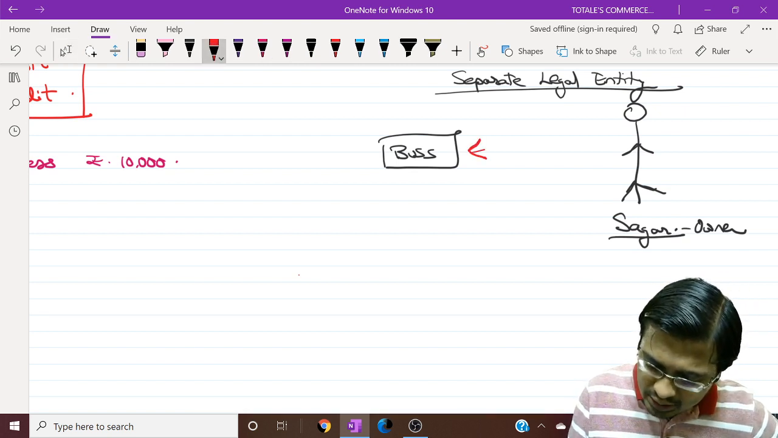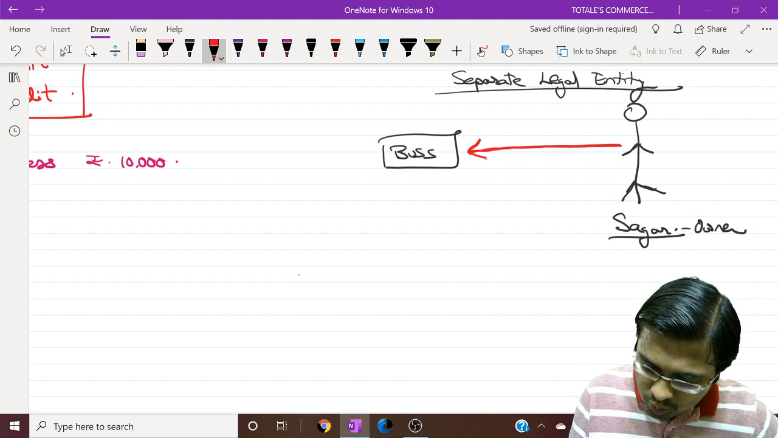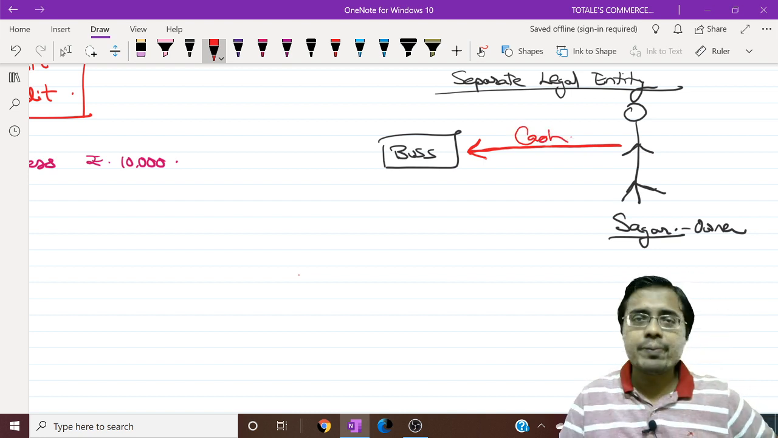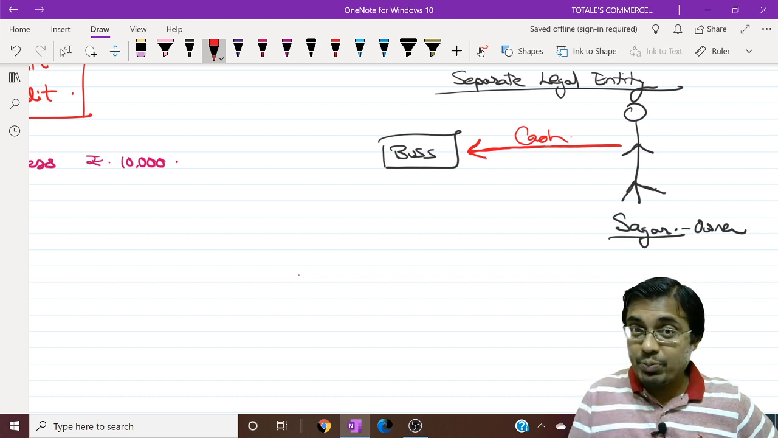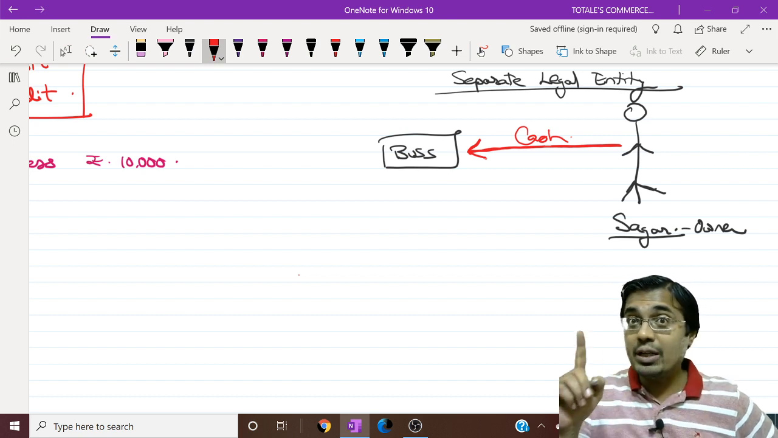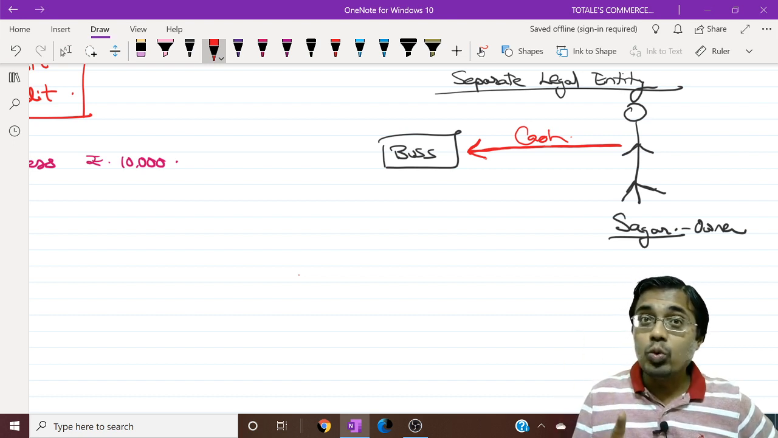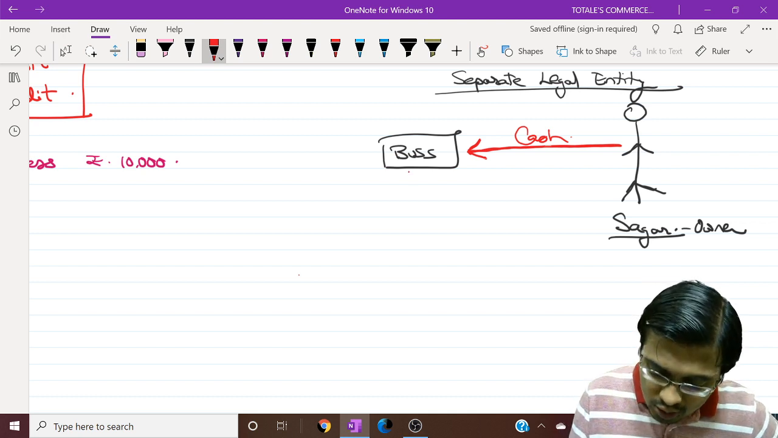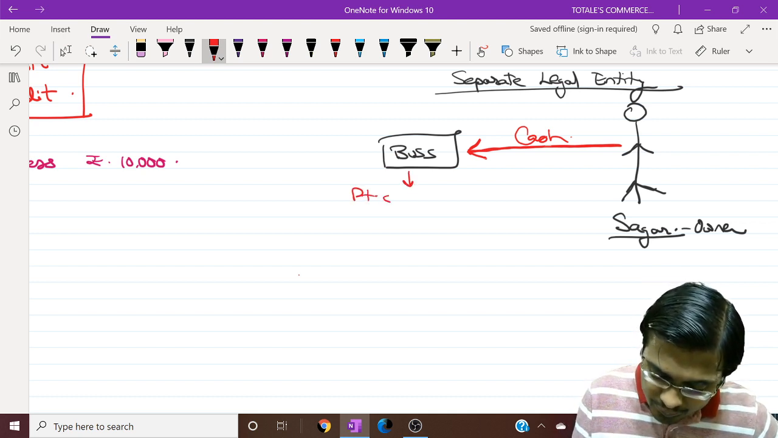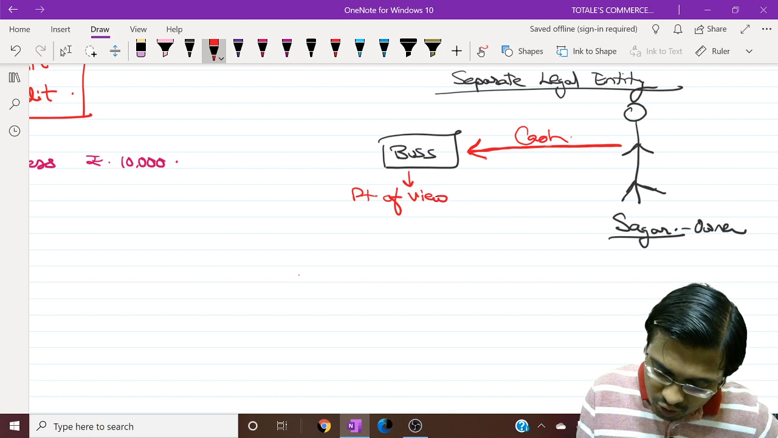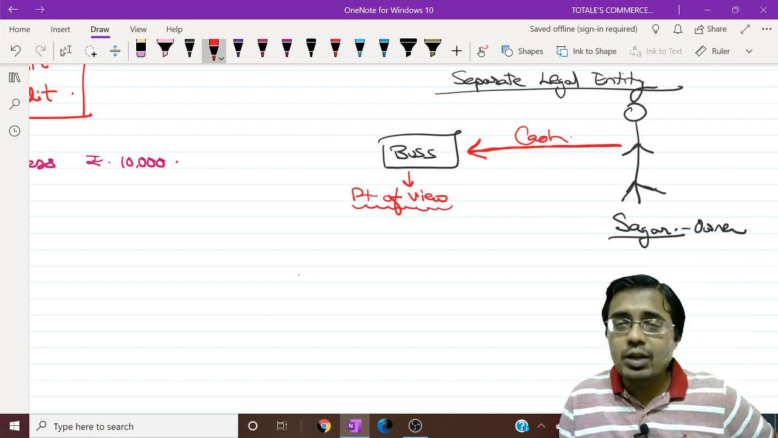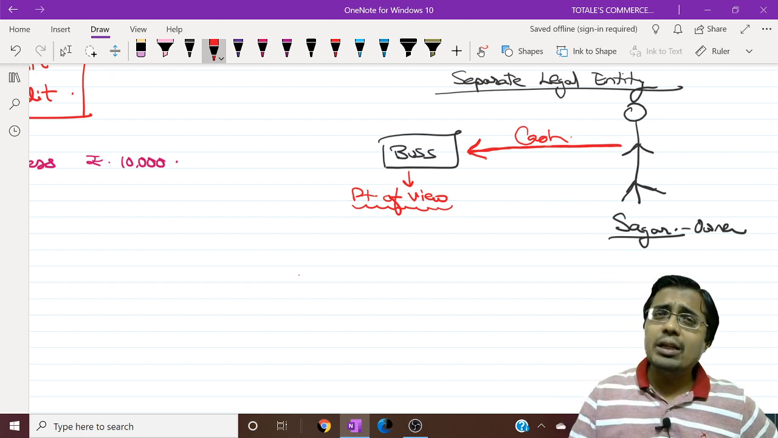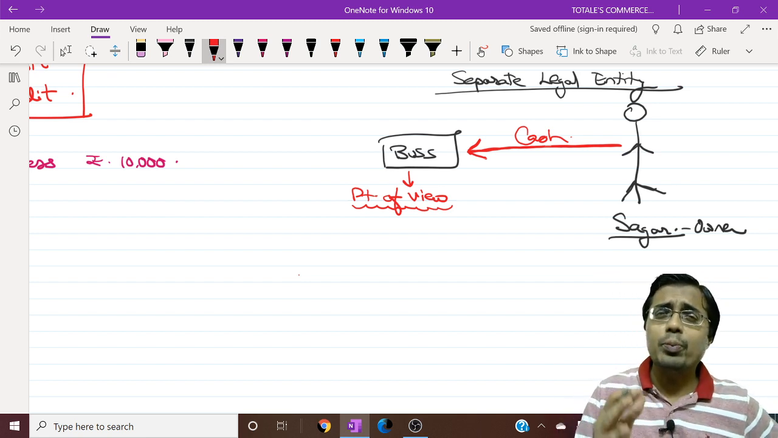Now what is he investing? As nothing has been told, we are going to assume he is investing cash. Now what does the separate legal entity concept say? I repeat it once more. Business is separate and owner is separate. Now whose accountant are we? We are the accountant of business. Remember this. So we always have to look at the point of view of business. Sagar or the owner is a separate legal entity. We have to record transactions from the point of view of business.